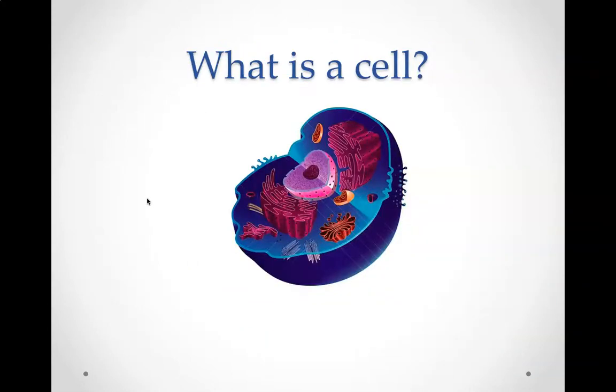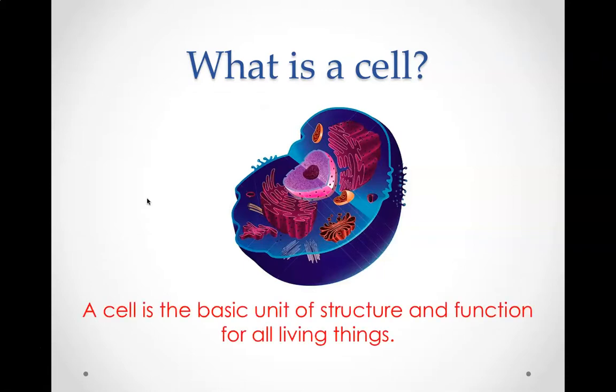So what is a cell? Let's refresh. A cell is the basic unit of structure and function for all living things. So if you think about chemistry, our basic unit that we've been talking about was the atom. And though cells are made up of atoms, we consider the cell to be the basic unit of structure for living things. It's kind of as small as we go.